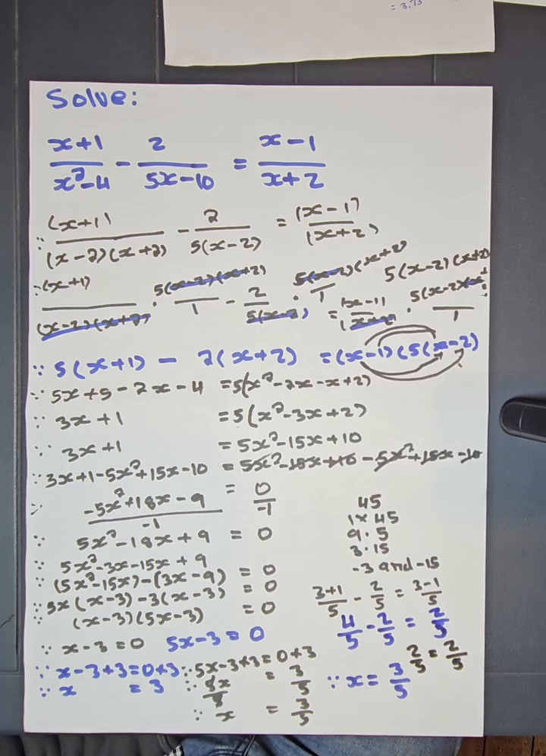Now, I leave for you x equals 3 over 5 to test with our original equation, and see if you can find and confirm with me that the solution is correct.